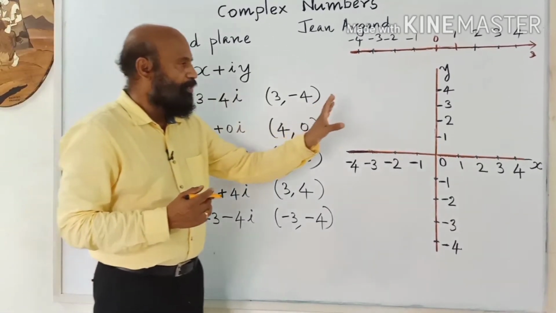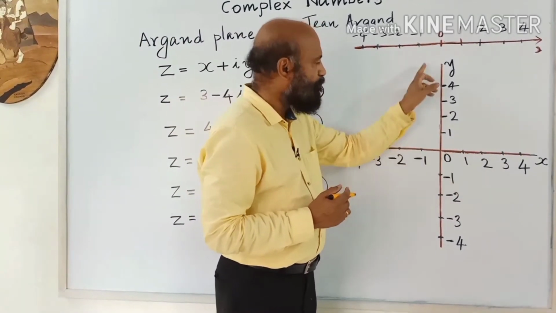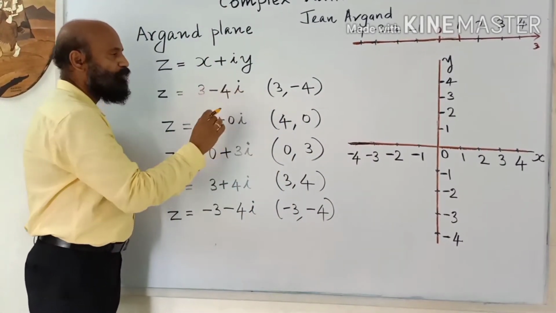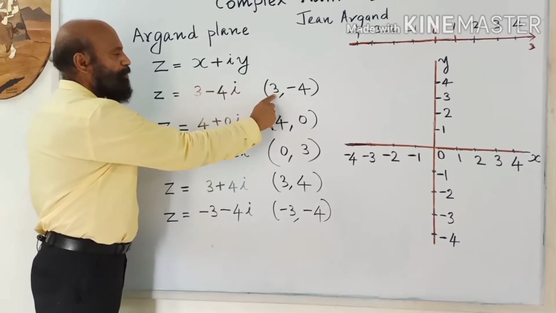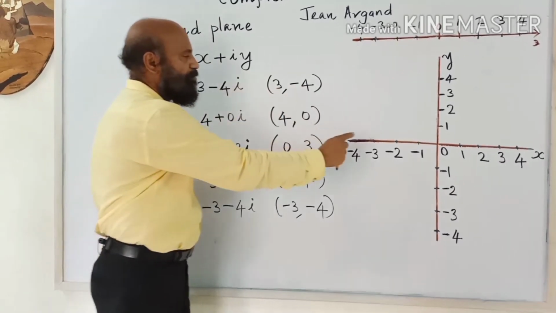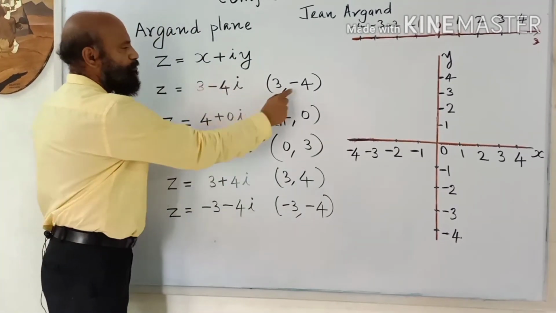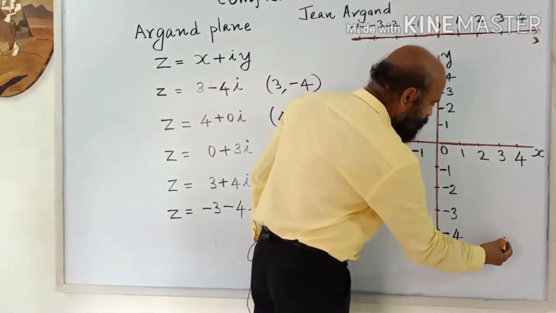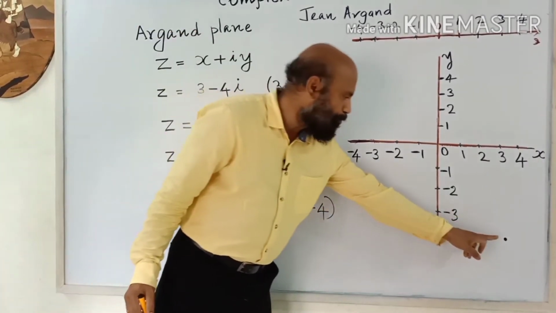It is to be represented on a plane. So here we have xy coordinates, and with each complex number we can associate a point. For example, this complex number is represented by the ordered pair 3 comma minus 4. X-axis 3, y-axis minus 4. So it will be here. So this complex number is represented by this point.